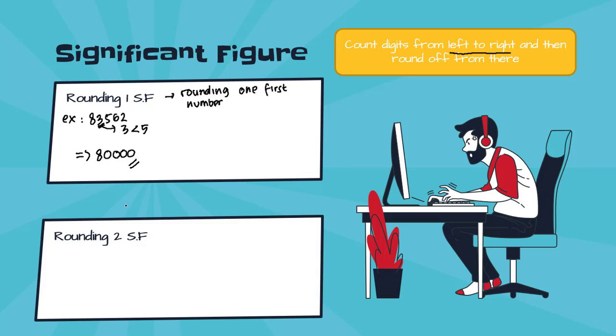So for the next, rounding to two significant figures. That means rounding to the first two numbers. For example, if I have 962 and look at the number 2, because 2 is less than 5, we can round this number into 960. We can round down.